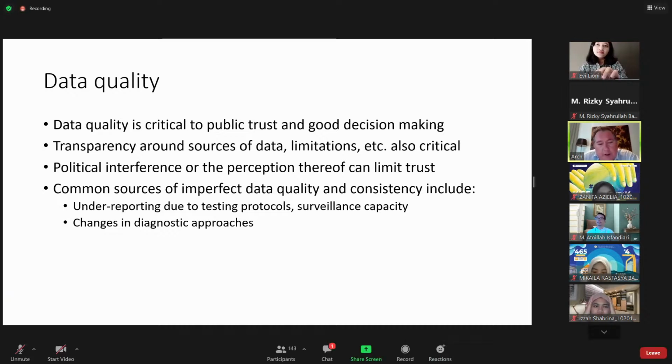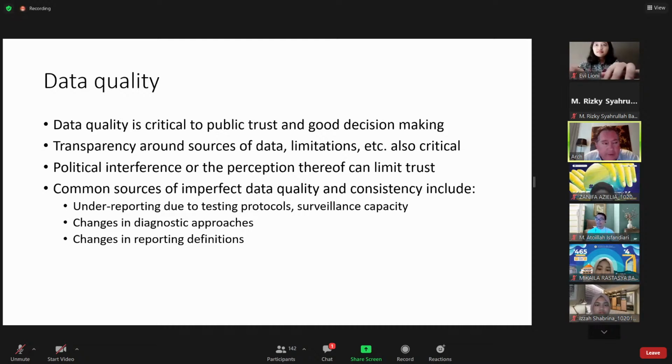Also, it often happens that there are changes in diagnostic approaches or reporting definitions during a pandemic. So, for example, we may move from one type of diagnostic test to another, and there may be variations in sensitivity or specificity of that diagnostic test. And that has happened with respect to COVID. And definitely there have been changes in some instances with respect to reporting definitions or populations that are captured by the surveillance system.